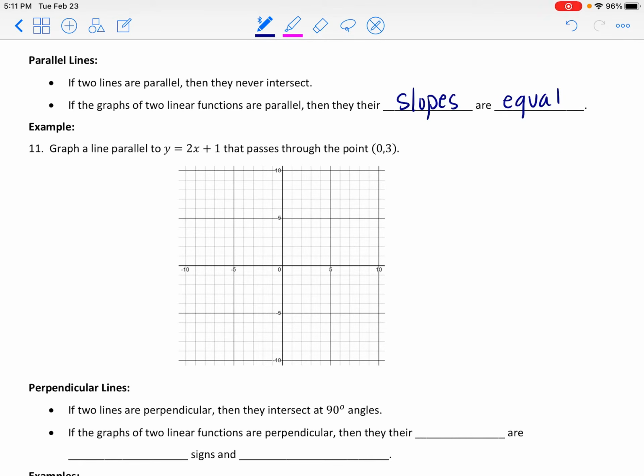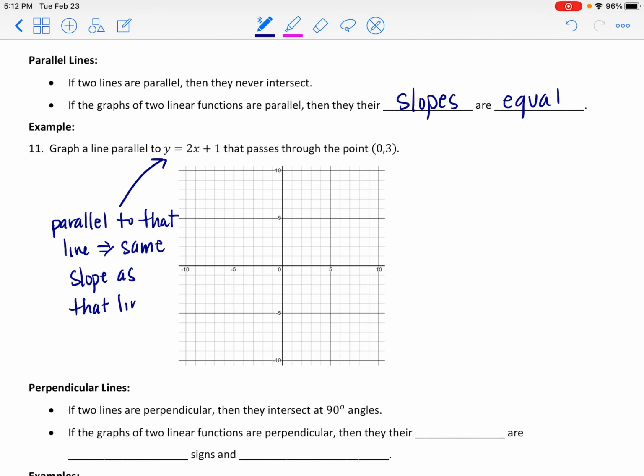And so looking at example 11, it says graph a line that is parallel to y equals 2x plus 1 that passes through the point at 0, 3. So first of all, if we're going to be parallel to this line, parallel to y equals 2x plus 1, that means we want the same slope as this line. So parallel to that line means the same slope as that line. Okay, so what is the slope of that line?